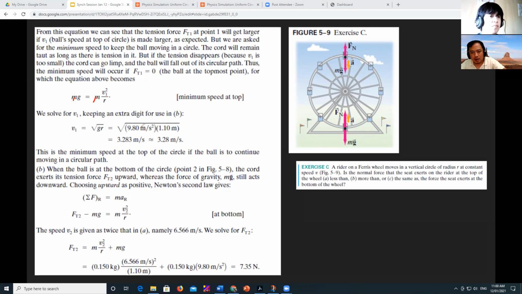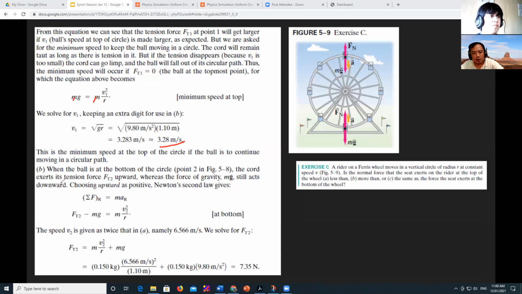g times r, where g is the acceleration due to gravity and r is the radius, gives 3.28 meters per second. Taking the square root, this is the minimum speed at the top of the circle if the ball is to continue moving in a circular path.